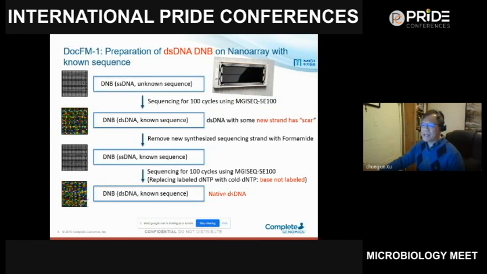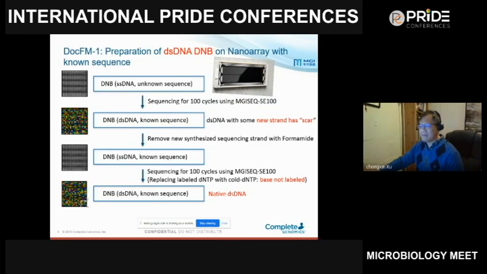Then the DNA, the DNB over the flow cell, has the single strand again. Then we can sequence again with native dNTPs, which means the base is not modified. When we do the sequencing, the bases normally have to be modified with a fluorophore, but in this case we are sequencing them again and the base is not modified. In this case, we will have double-stranded DNA in the DNB. All of them are sequenced, but all of them are native DNAs.